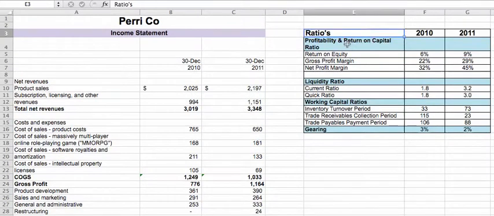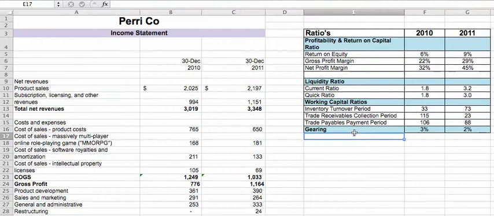The four main types of ratios. Now, a ratio is a tool pretty much used to analyze a company compared to different companies or even its previous years, as we're doing right here. The profitability and return on capital ratio is how much money a company is able to make through its sales. The liquidity ratio is how liquid the company is and how it can pay off its current debt with its current assets. The working capital ratio is how fast a company can sell its inventory and how fast it can pay off or receive its receivables and liabilities.